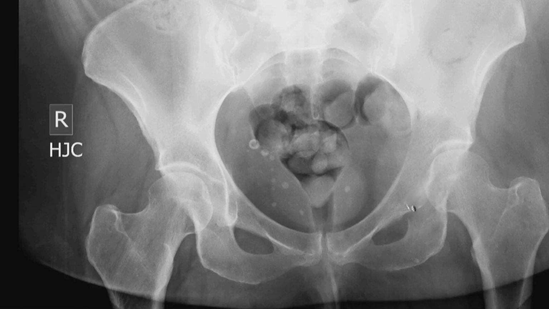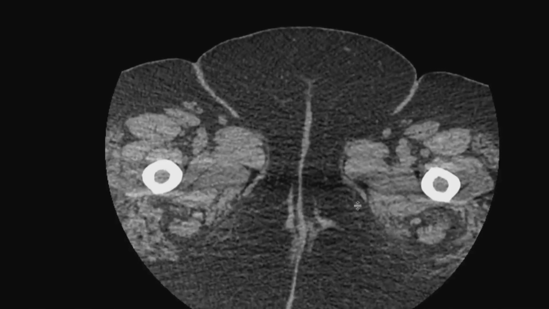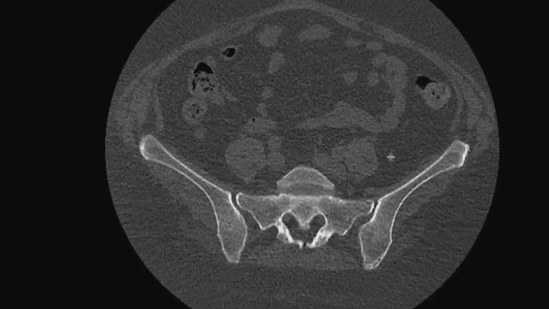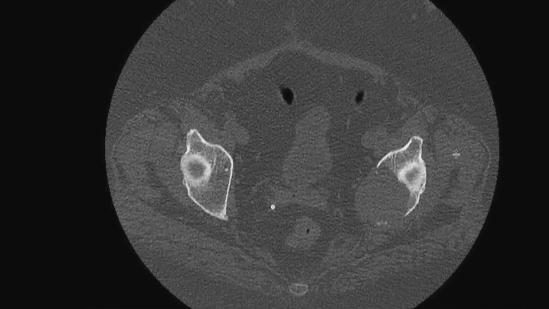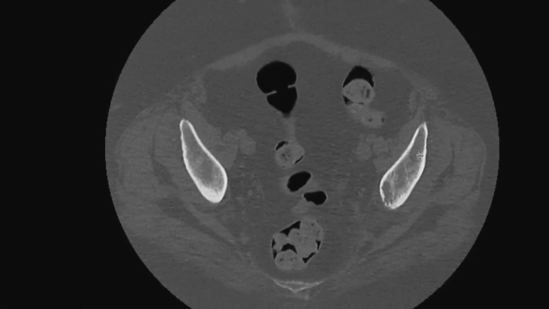In this case, the tumor was metastatic lung cancer, and this is a follow-up CT, which was not available on the sim, showing the tumor and its location predominantly in the posterior column of the acetabulum.